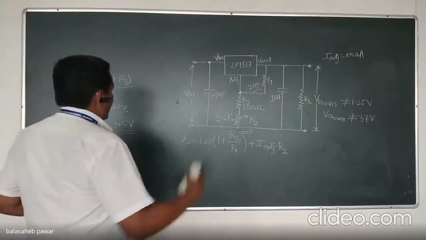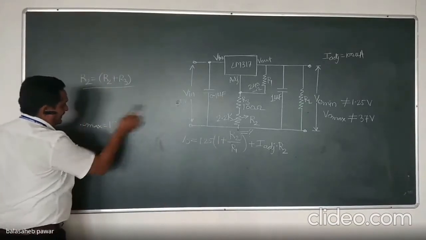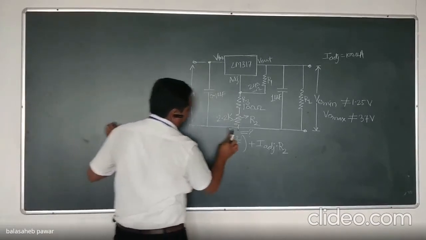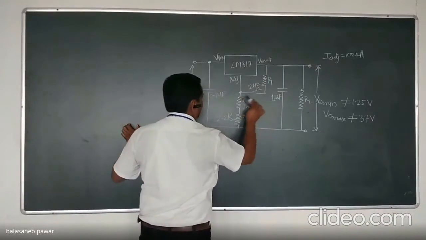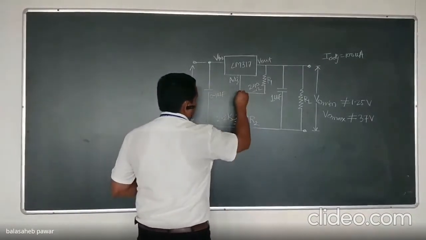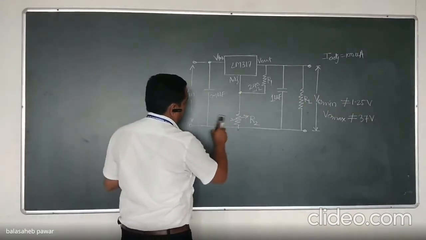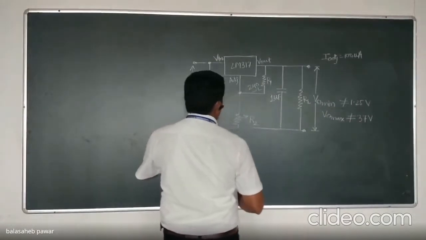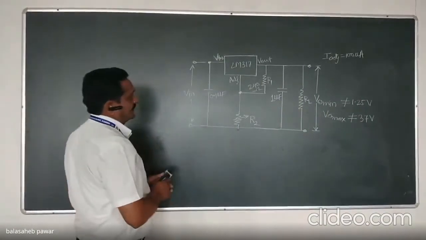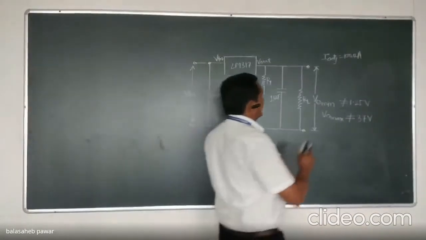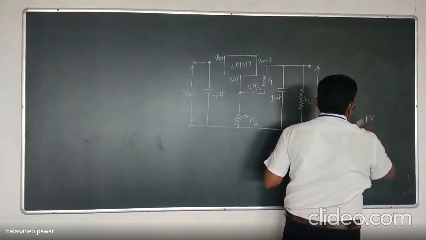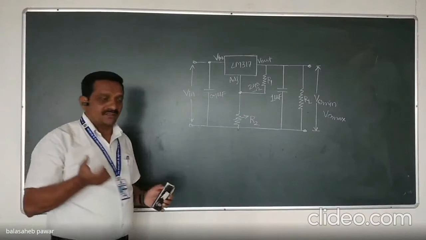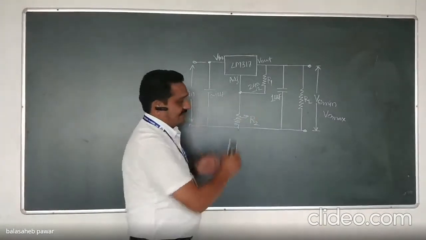Now, I will switch to another topic, and that is nothing but current boosting. I will keep this much part only, and will not mention the value of that R2, because this explanation will be a generalized explanation. Okay. So see, first of all, why is there a need of current boosting? Current boosting means what? To boost the current sourcing capacity of this circuit, right?